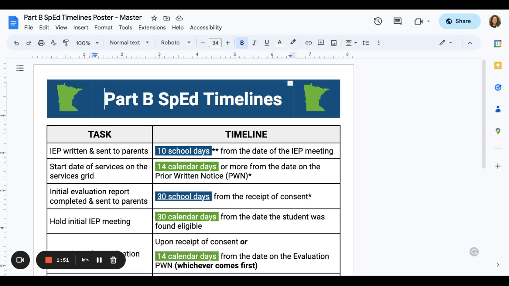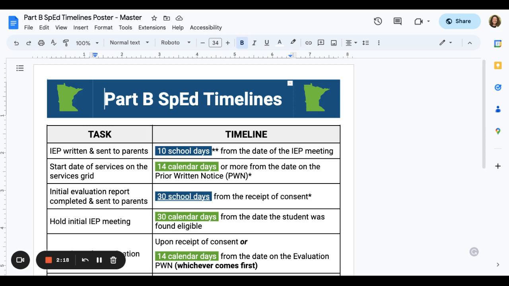For initial evaluations, you need to complete initial evaluations within 30 school days from the date that you receive consent from the parents. And not only do you need to complete the evaluation task, but you also need to complete the report and make sure that a completed report is sent to the parents within 30 school days. You then have 30 calendar days to hold the initial IEP meeting if the student was found eligible.